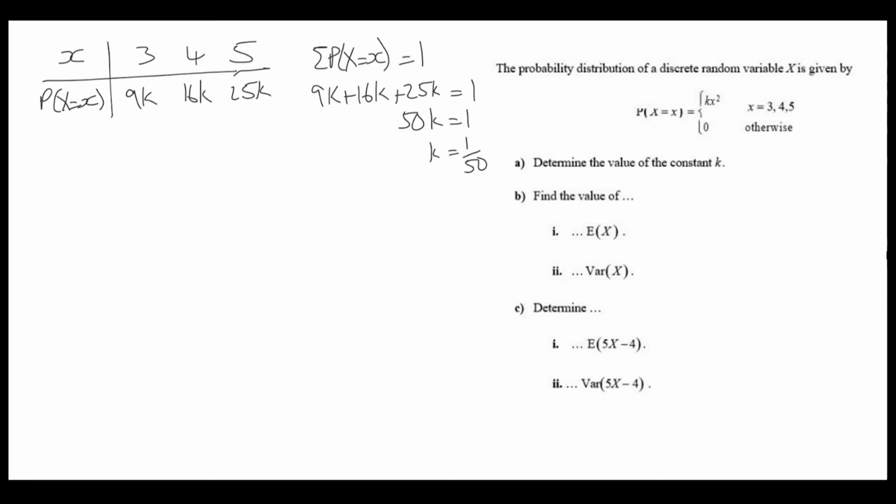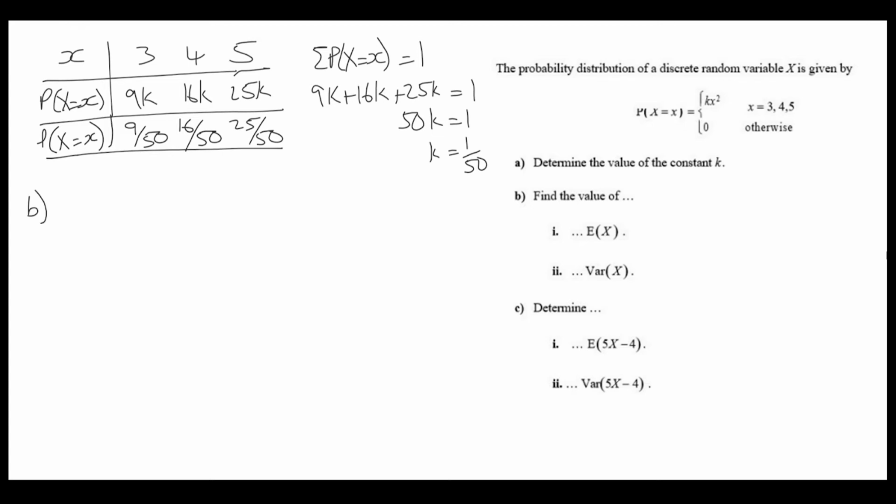I've actually found the value of k, but, and this is good practice, I'm now going to resubstitute that to get a row of probabilities that don't involve k. A row of probabilities that are constant numerical values that I can use for any further calculation. So that's 9 over 50, 16 over 50, and 25 over 50.